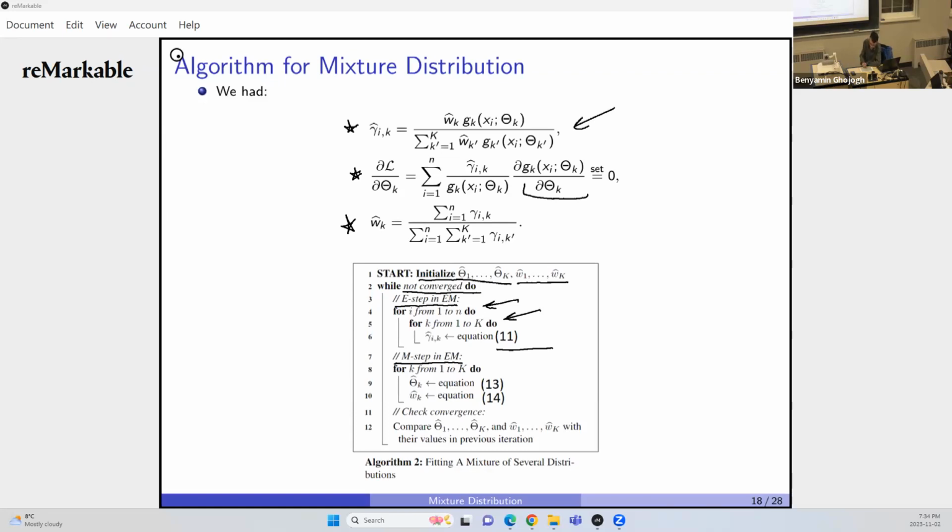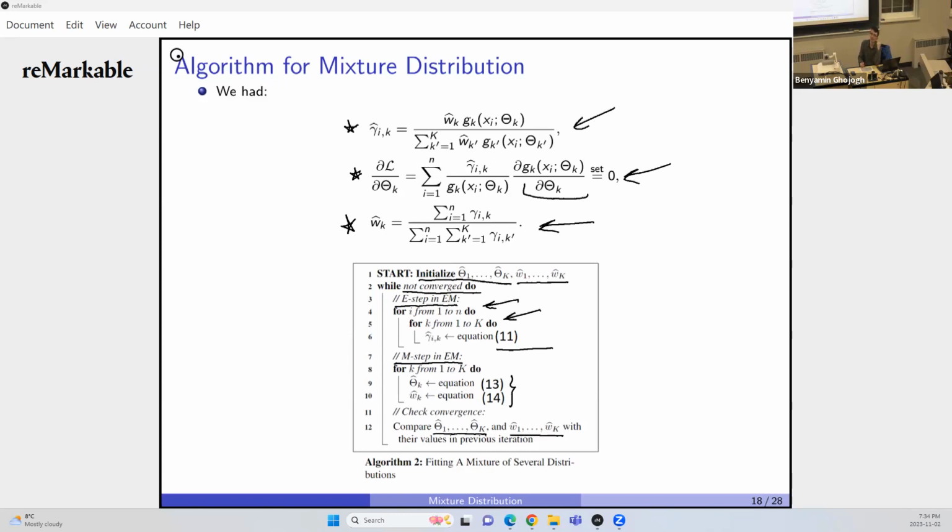So theta_k hat is found by this equation. w_k hat is found by this equation. And we should do it for all of the ks, all of the distributions in the mixture. Then we check convergence. How do we check it? We had found theta 1 to theta K and w 1 to w K, right?